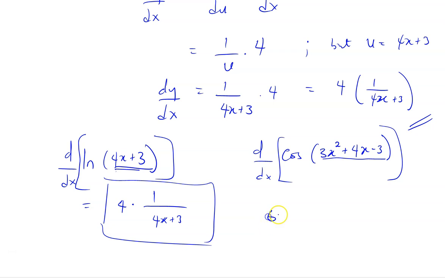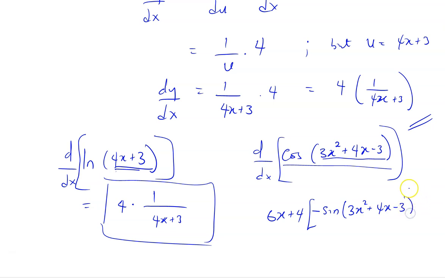6x plus 4. Yes, so that's it. I'm going to get 6x plus 4. Then I'll differentiate the whole thing again. So if I differentiate the cos, what do I get? Negative sine, what? Negative sine of 3x squared plus 4x minus 3.